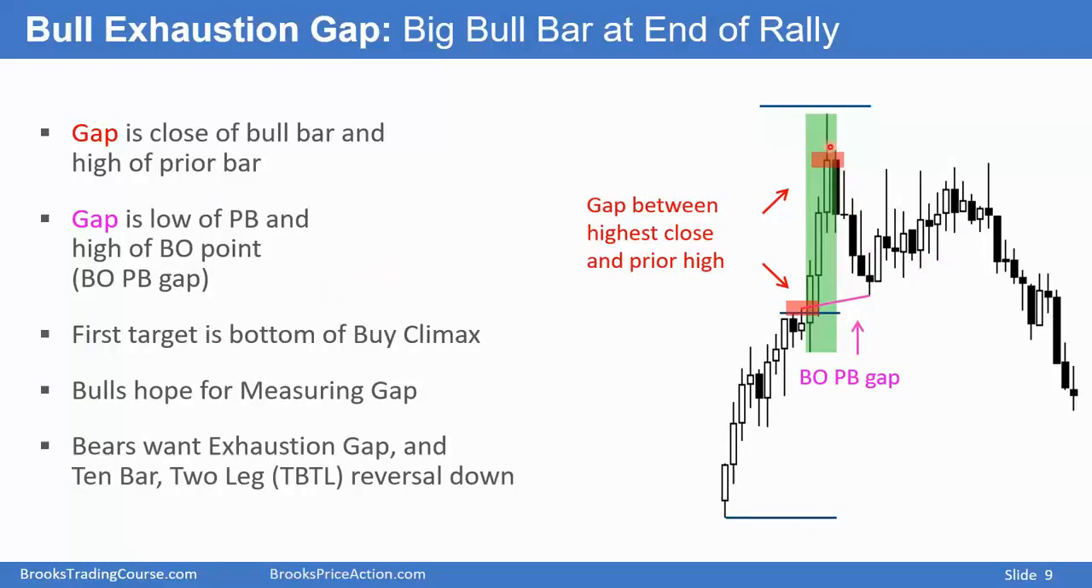The bears are looking for a reversal that closes the gap, which it did, and has two legs, which it did, one pullback two, and about 10 or more bars down, which it did. So the bears achieved all of their goals. They closed the gap. They fell below the bottom of the buy climax. They got a 10-bar two-legged correction. Next, they want to measure move down from here to the buy climax low down here. We don't know if that happened later.